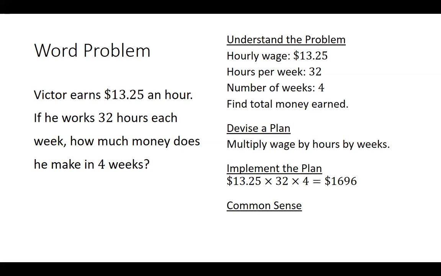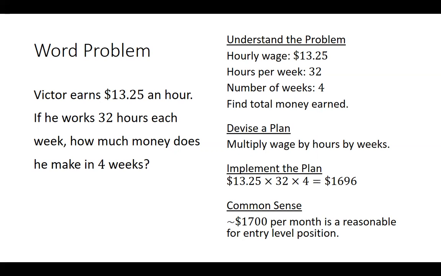And then another part of the common sense in this is, is $1,696 a reasonable income for 4 weeks of work? 4 weeks is approximately a month. Well, yes, that is a reasonable amount of income for 4 weeks. In fact, he's making a little over minimum wage. And he's working a little less than full-time. So yeah, a monthly income of $1,700, that's reasonable. So common sense tells us, yes, we can work with that.